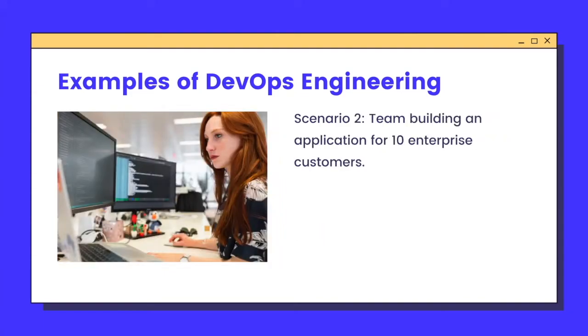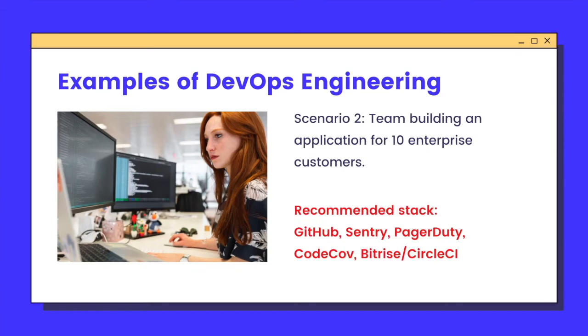A team building an app for 10 enterprise users. So enterprise users are much more sensitive to downtime. So test coverage and business hours alerting should be priorities. On logging and log aggregation and error collection, there's popular tools like Sentry and CodeCov. For automated test running, there's tools like Bitrise and CircleCI. Bitrise is more known for mobile testing.